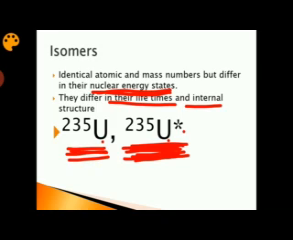This uranium nucleus is in a low energy state. They behave as isomers. Their lifetimes will be different and their internal structure will be slightly different. But everything else is the same. The number of protons is the same. The number of neutrons is the same. The mass numbers are the same. The chemical symbol is the same.